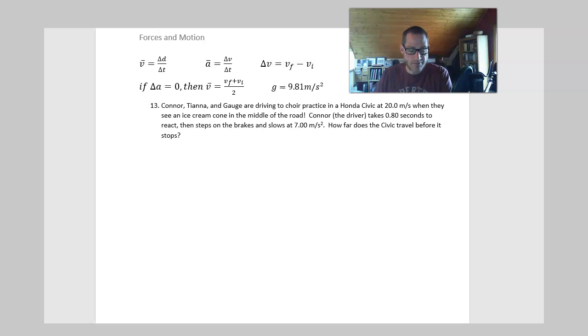So let's go through this here together. This is actually a two-parter. So let's talk about part one. Part one is when Connor takes 0.8 seconds to react. During that 0.8 seconds, the car is moving at this speed, and so we can find out how far it had moved. And then the second part is the slowing down part. So we'll figure out both those. Part one is actually quite easy.